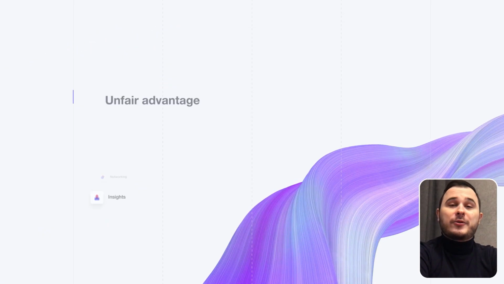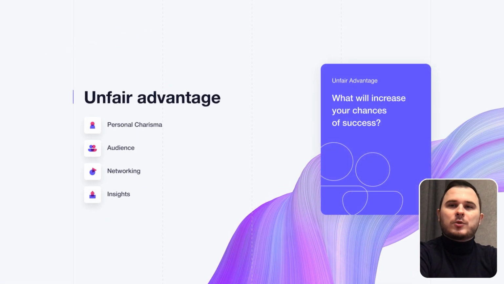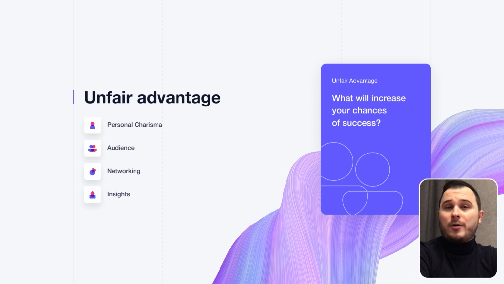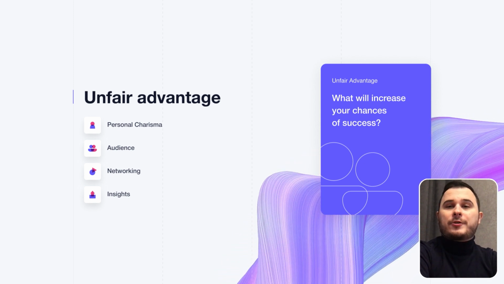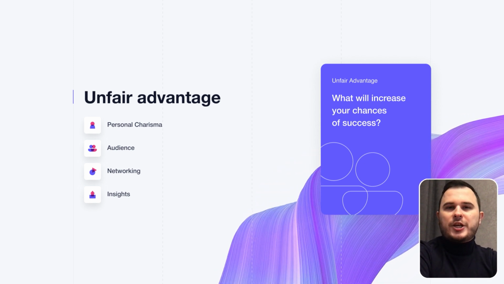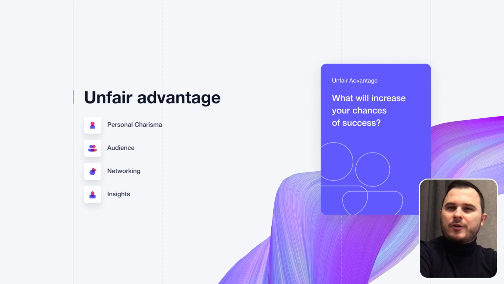Next, your unique unfair advantage. This is the most powerful factor that sets you apart from your rivals. It could be your personal charisma, your YouTube channel, networking, secret and unfair knowledge, and so on.